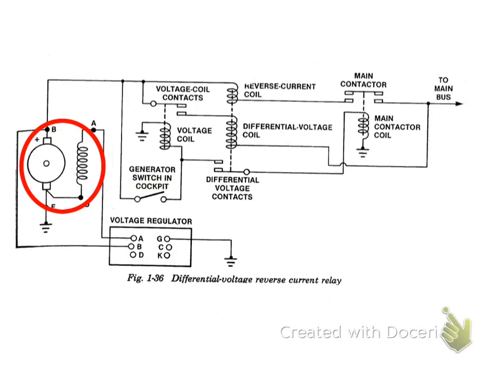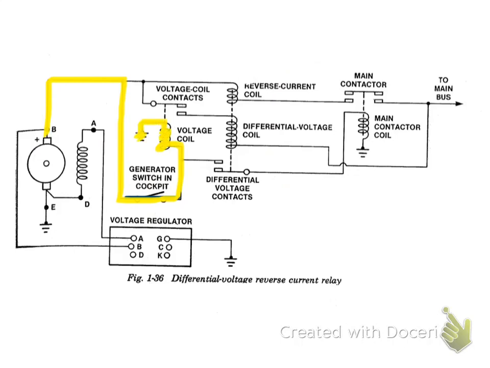This circle is circling the generator and the field. This is all inside the generator. Then we have the generator switch in the cockpit. When that is connected, that allows current to come from the generator, through that switch, through the voltage coil.